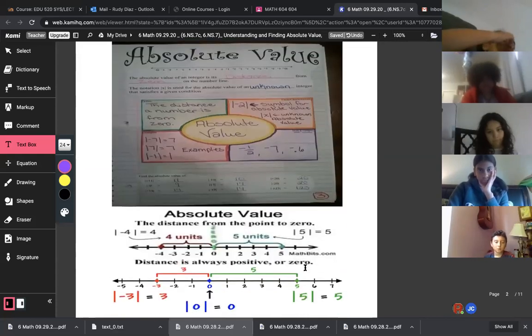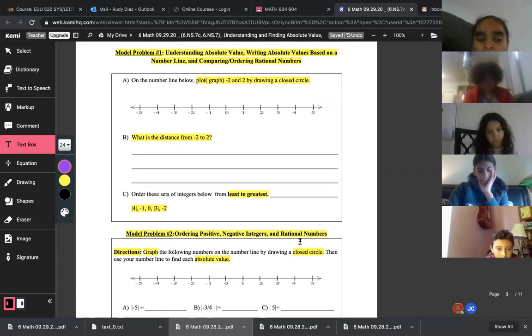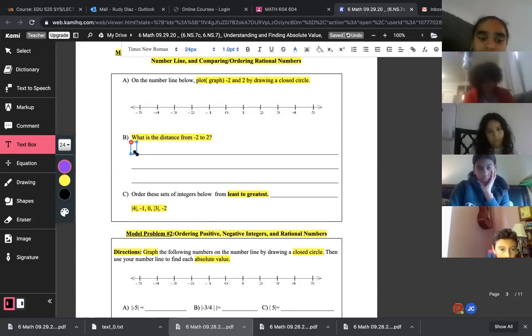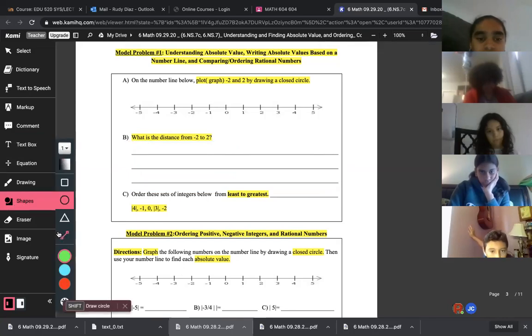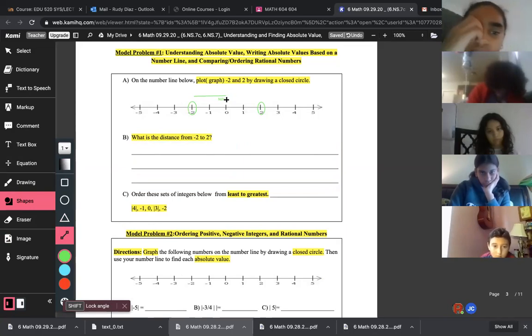Samari, you ready? You're up. I'm going to go straight to number 1. You going to read it or should I? On the number line below, plot or graph -2 and 2 by drawing closed circles. So Mr. R is going to plot -2 and 2 on the number line, right? And Samari, what do you notice from 0 and -2? How far is 0 from -2?